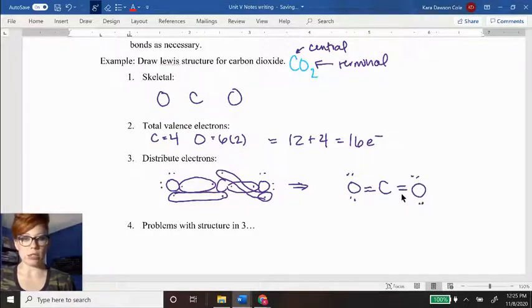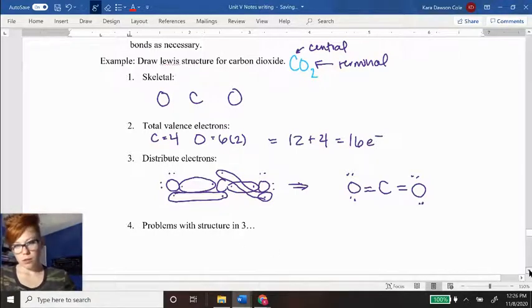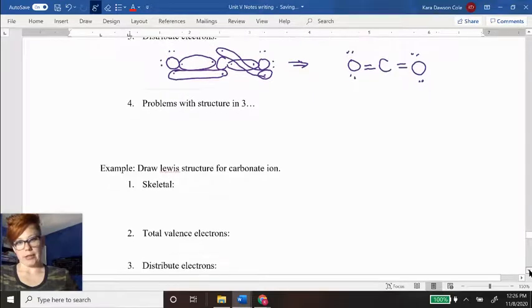Now, if I look at this, each line represents 2 electrons. So 1, 2, 3, 4, 5, 6, 7, 8. I have 8 total electrons around carbon. I have 1, 2, 3, 4, 5, 6, 7, 8 total electrons around each of the oxygen atoms. And now I don't have any problems there. If I just put one line in between each one, I would not have an octet.